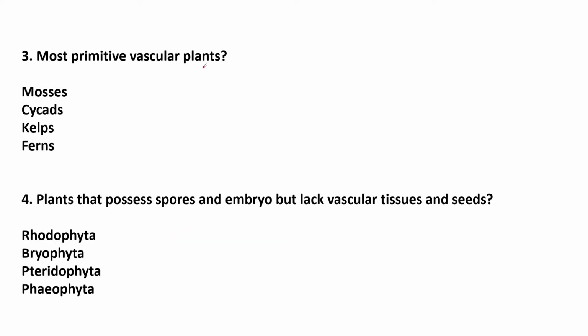Most primitive vascular plants. Options are mosses, cycads, kelps and ferns. Vascular plants are ferns, right? So plants that possess spores and embryo but lack vascular tissues and seeds. Options are Rhodophyta, Bryophyta, Pteridophyta and Phaeophyta. Option B is right, Bryophyta.